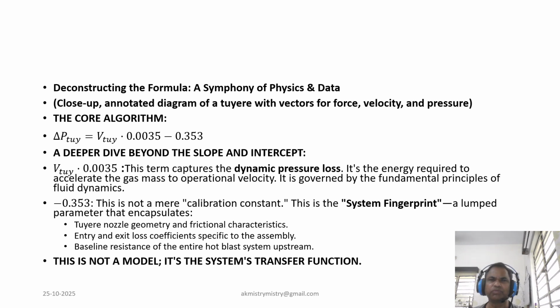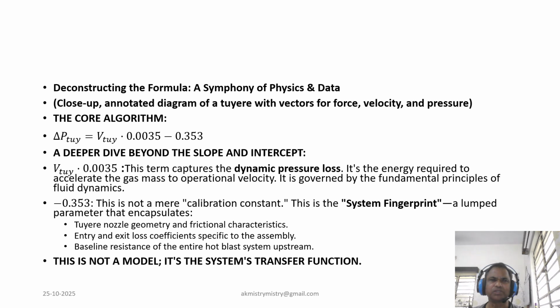The term V Tuyere times 0.0035 represents the dynamic pressure loss, the energy needed to accelerate gas.